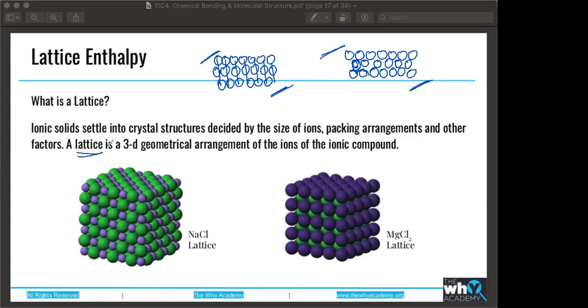Okay. Now you have your cation and you have your anion. For example, NaCl ka lattice structure looks like this. MgCl2 ka lattice structure looks like this. Mg atoms are much smaller compared to the Cl atoms. So you can see that here.